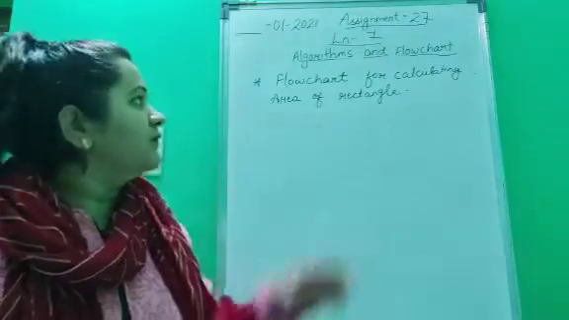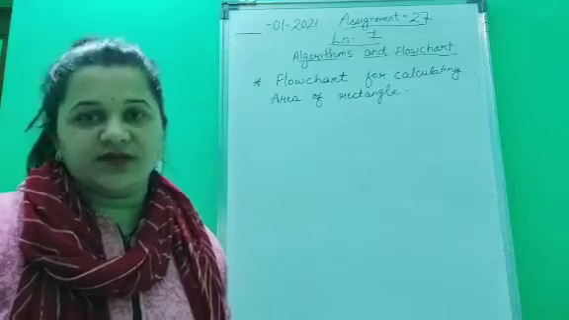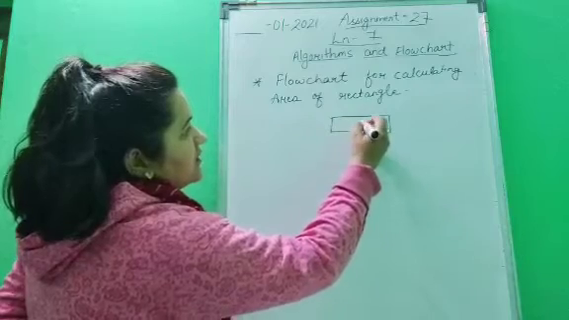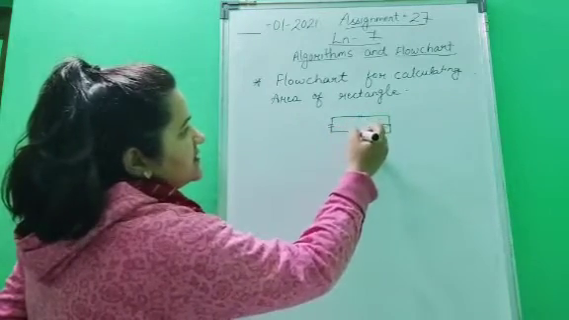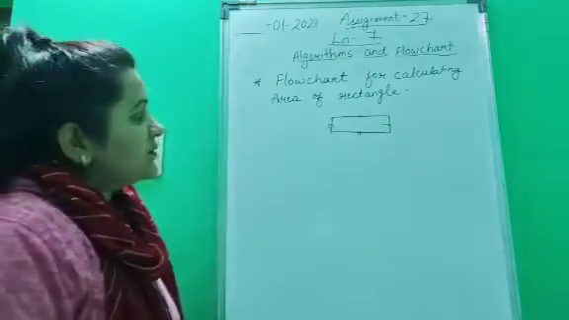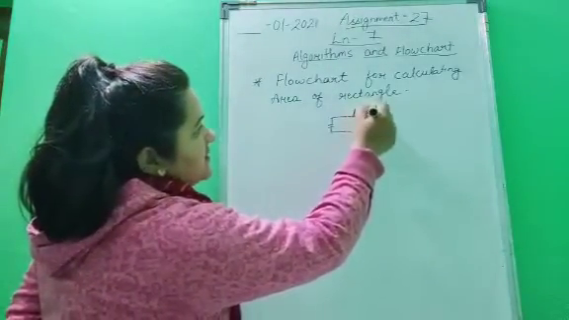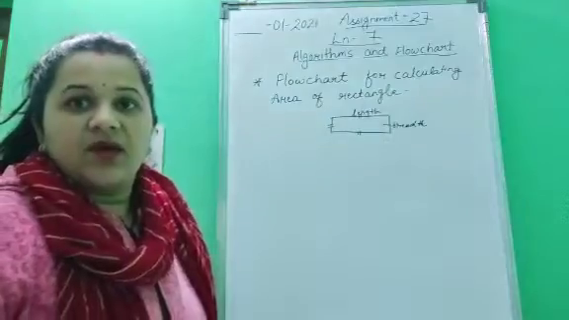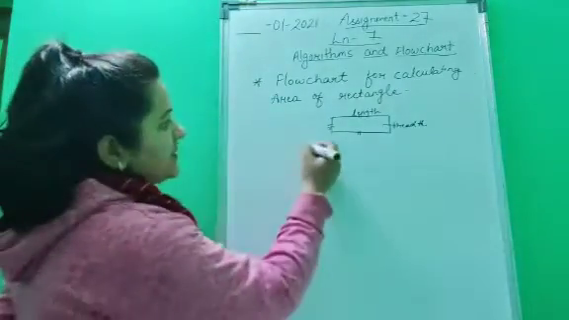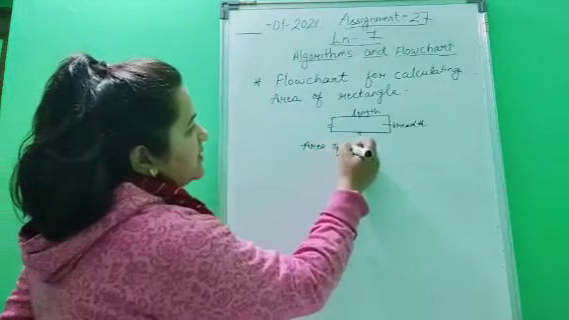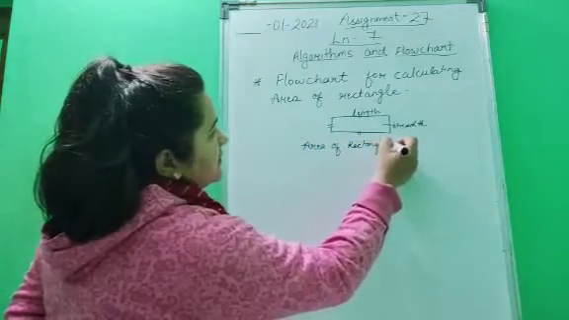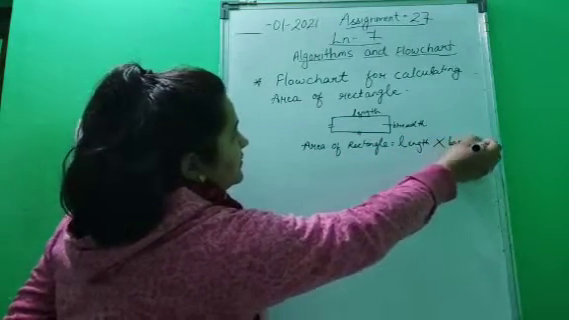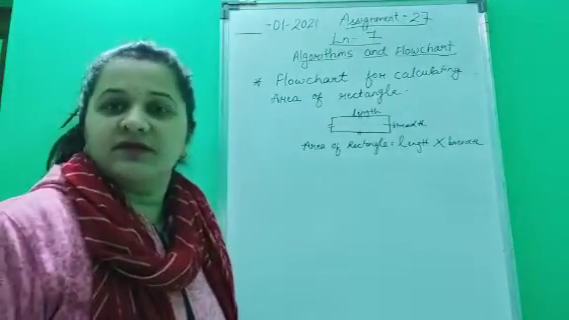Let us take another example of a flowchart for calculating the area of a rectangle. Now children, you all must know what a rectangle is, which has two opposite sides equal. This and this side are equal, and this and this side are equal. This part is known as the length, and this side is known as the breadth. Now what is the formula for the area of a rectangle? How do you find the area of a rectangle? The formula for finding the area of a rectangle is length into breadth.